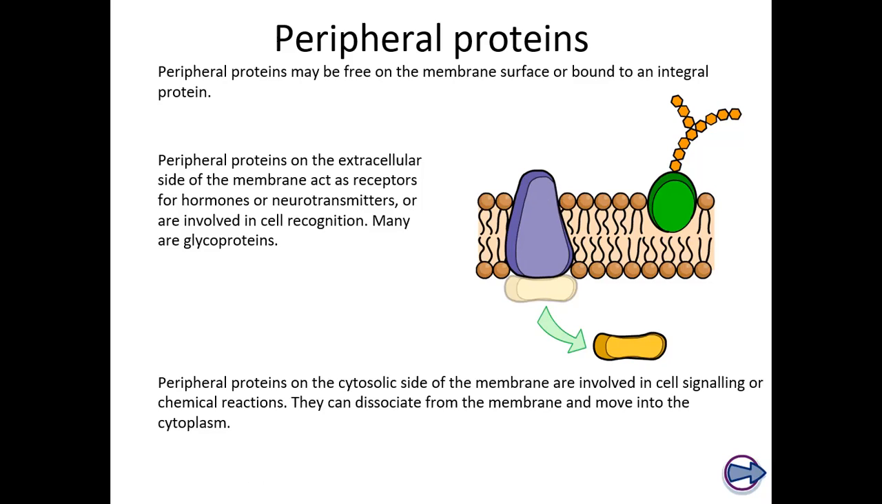So it might be the chemical reaction needs to happen because we need to produce something, or it could be cell signaling because it might be actually signaling the cell needs to replicate its DNA and then go through mitosis. It could be that the cell needs to die. So there's all different things. So they can actually dissociate from the membrane and then move further down and into the cytoplasm.